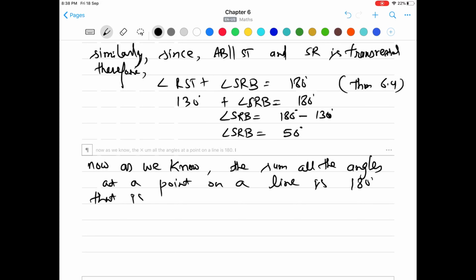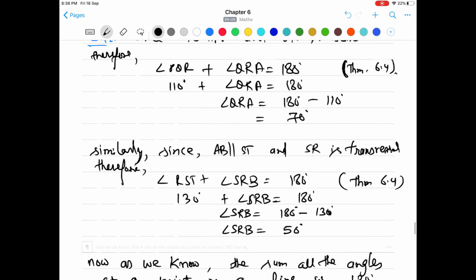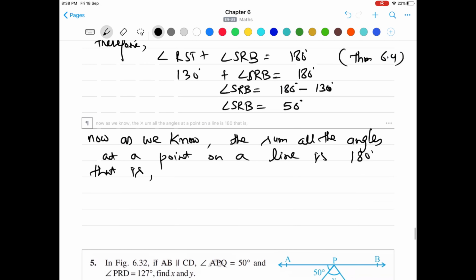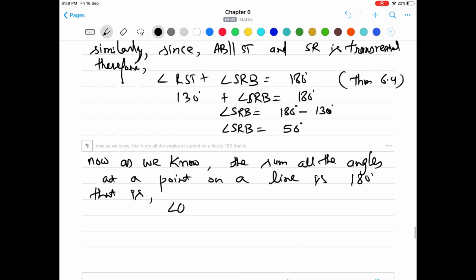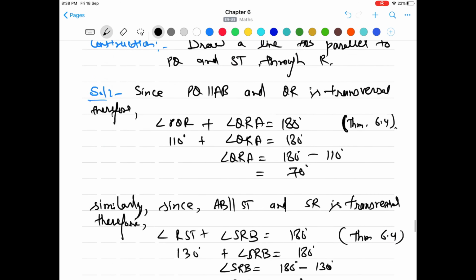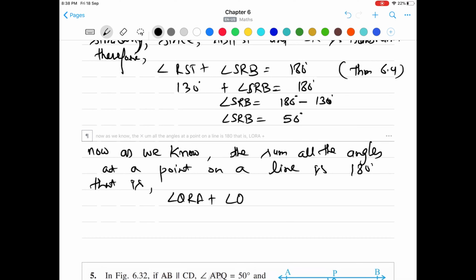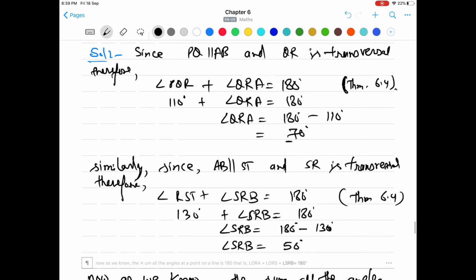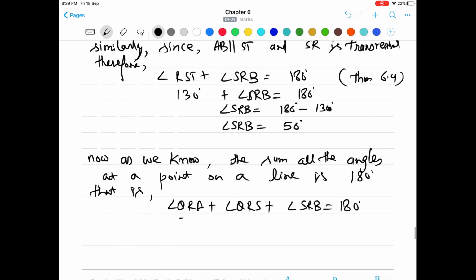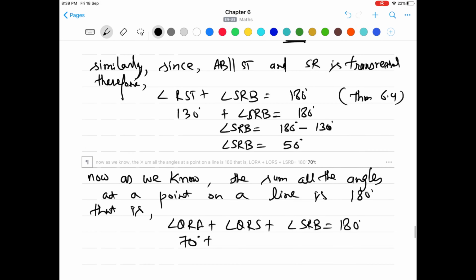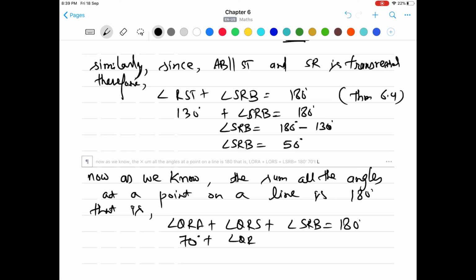That is, the sum of angle QRA plus angle, which we have to find, angle QRS plus angle SRB is equal to 180 degrees. QRA we have calculated, which is 70 degrees. Angle QRS we have to find, and angle SRB is 50 degrees, equal to 180.